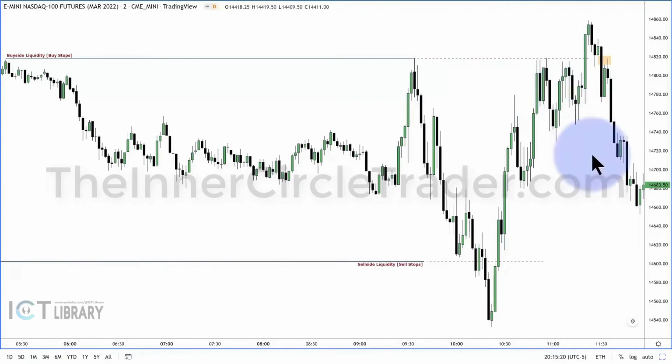This is what it looks like. This is what you're looking for, okay? These are the fingerprints of that setup. So if you know what they are and what those components are that make up this setup, you'll be able to find them. But focus on the imbalance after the market structure breaks.